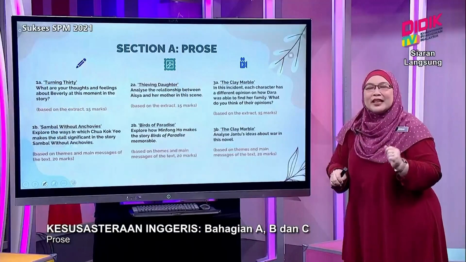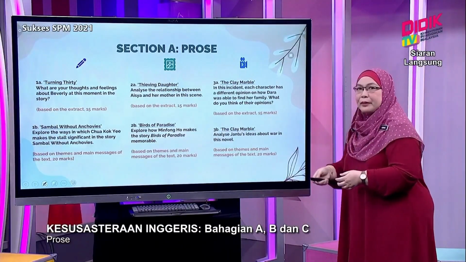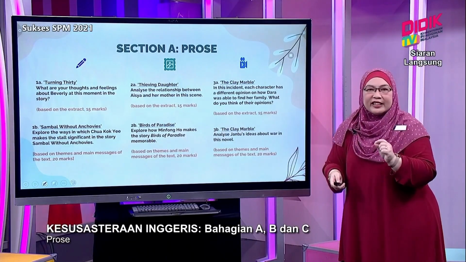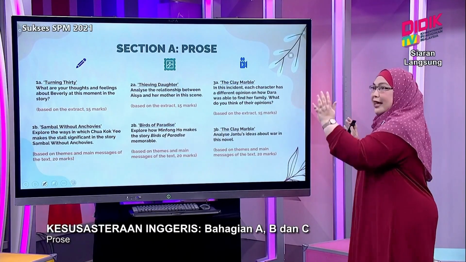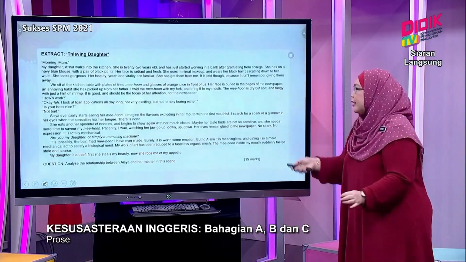Okay, let's take a look at Birds of Paradise, okay? And then let's take a look at Clay Marble. Again, the questions are based on the themes found in the text. So now we know the difference, yeah? When you're looking at prose, A is extract based, and B is obviously themes and main ideas.